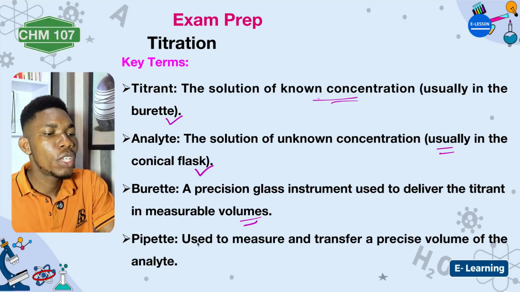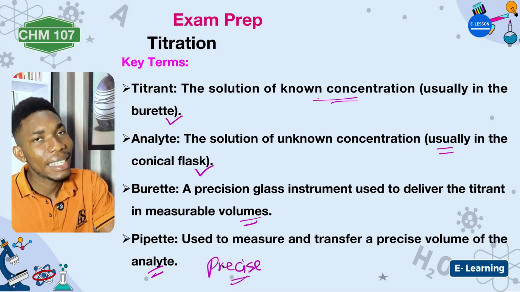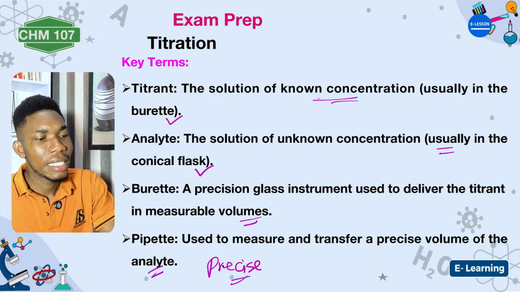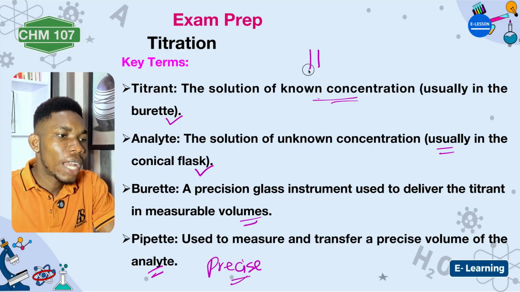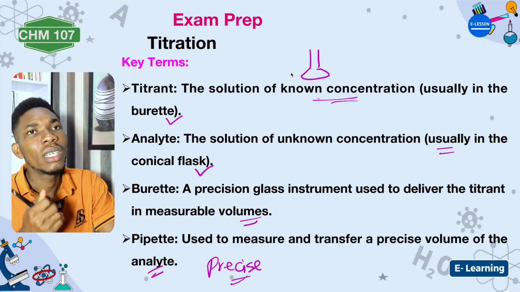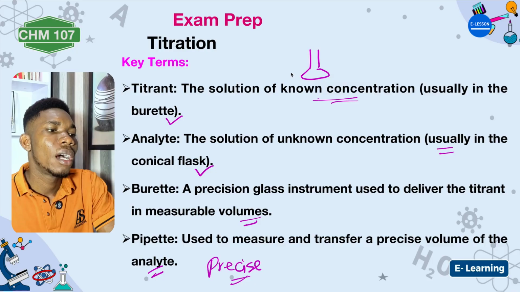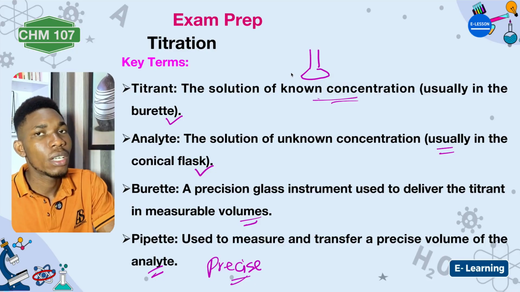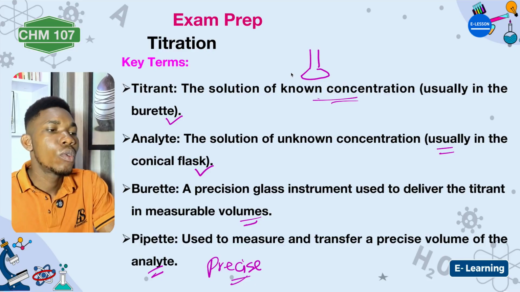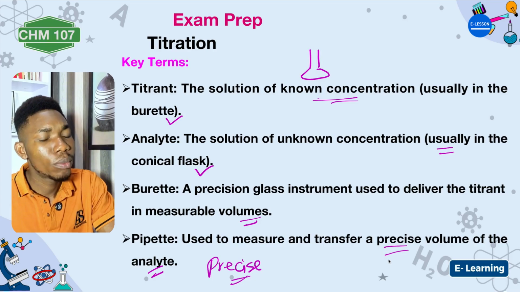Now, pipette is used to measure and transfer a precise amount of analyte. For pipette, it will only measure a precise amount of the what? Analyte. So you pipette the analyte into a conical flask. You don't use your mouth to pipette. Please take note. It's one of the laboratory safety conditions you should take note of. You don't use your mouth to pipette. So pipette will measure and transfer a precise amount, volume of the analyte.